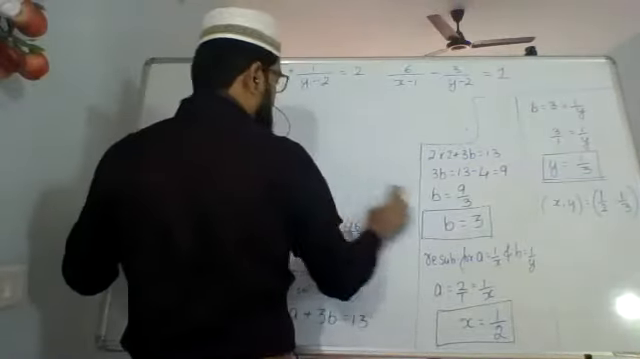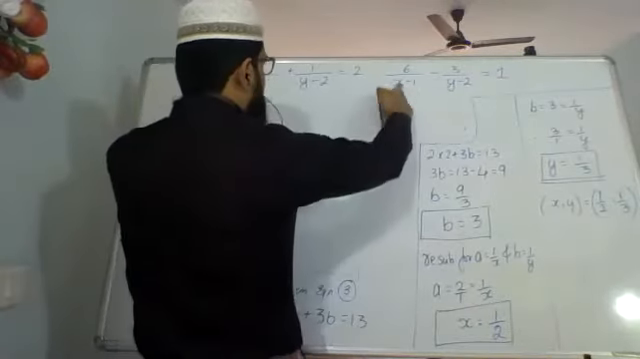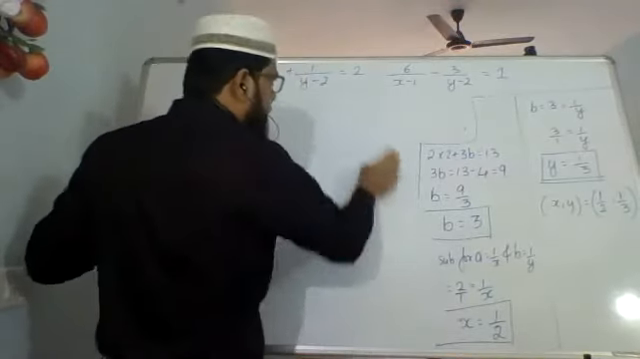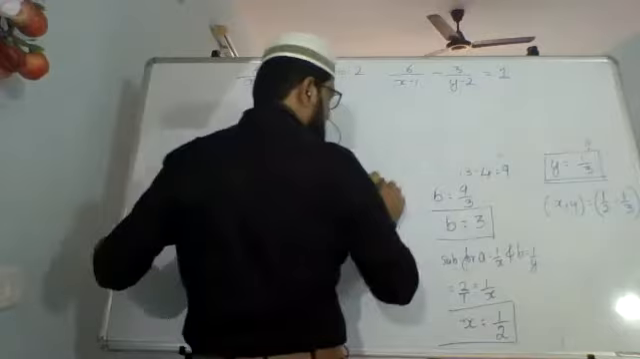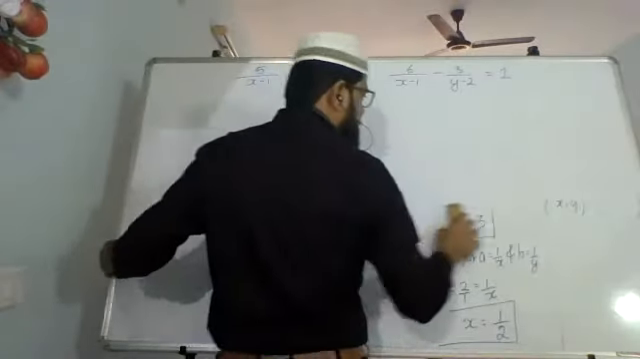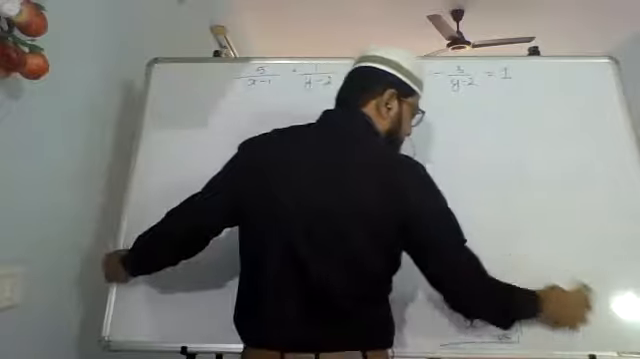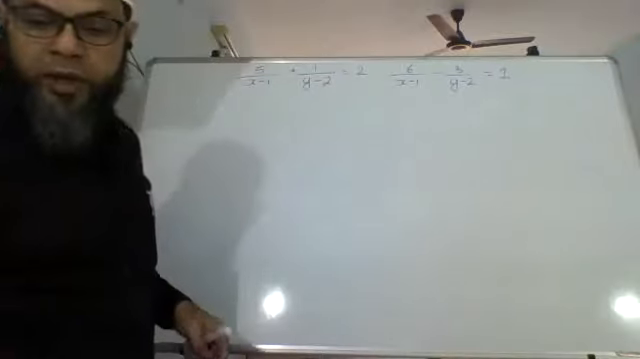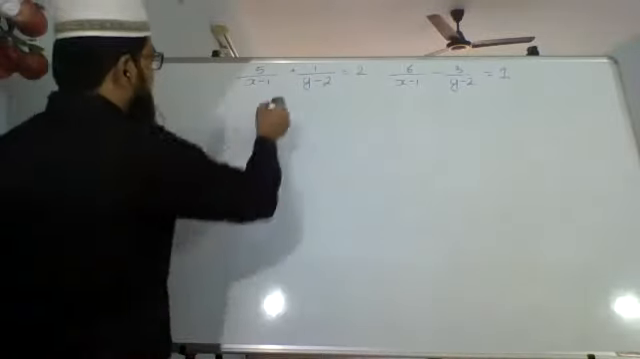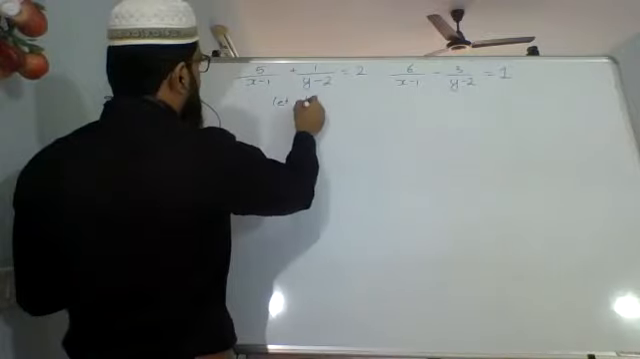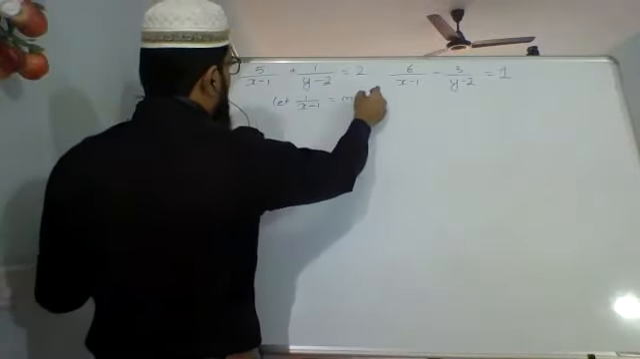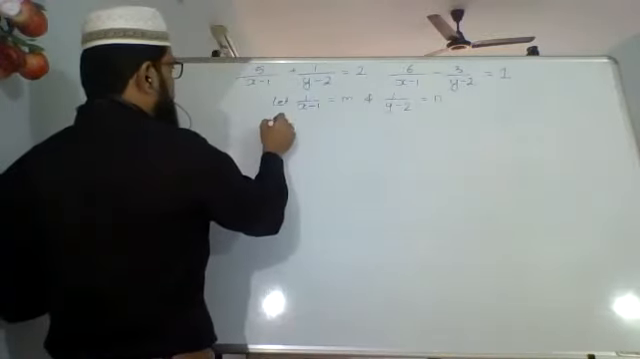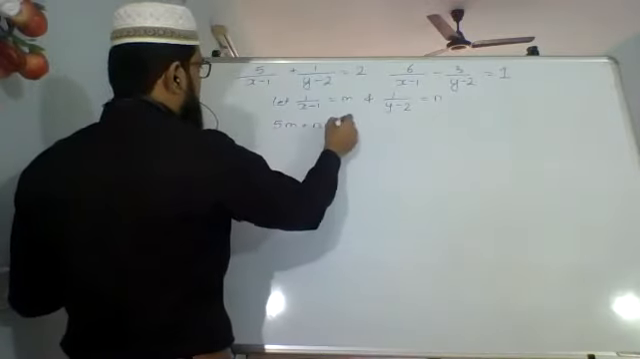Now here we will not take 1 upon x as a, but we'll see x minus 1 is common, y minus 2 is common. So we are going to take 1 upon x minus 1 as a and 1 upon y minus 2 as b, or p and q, or m and n, whatever you want. So we'll say let 1 upon x minus 1 equals to m and 1 upon y minus 2 equals to n.